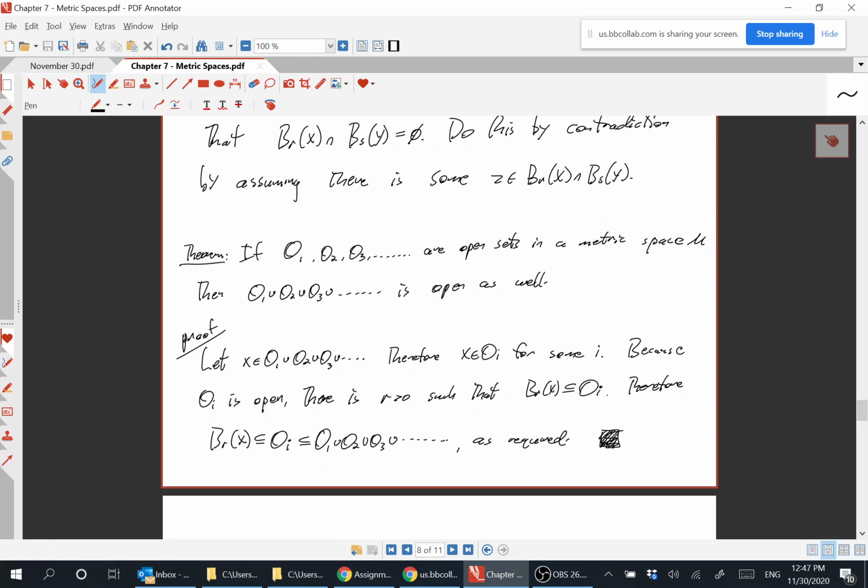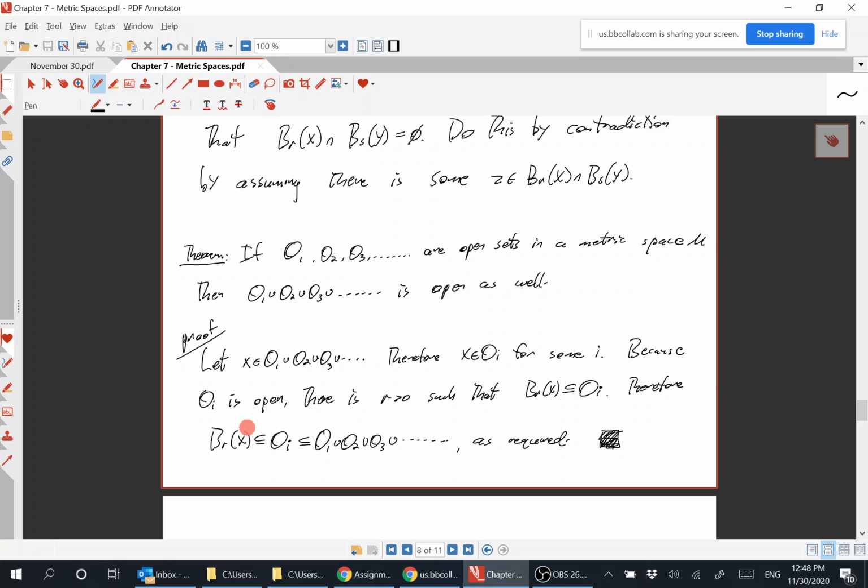All right. And then the last thing we did was this theorem: if O1, O2, O3, and so on, are a bunch of open sets in a metric space M, then the union of those open sets is still open. So how do you show that? What's the definition of an open set? You need to take an element x in the set and find some ball of radius r around x that's still in the open set. Well, it's pretty easy to do.